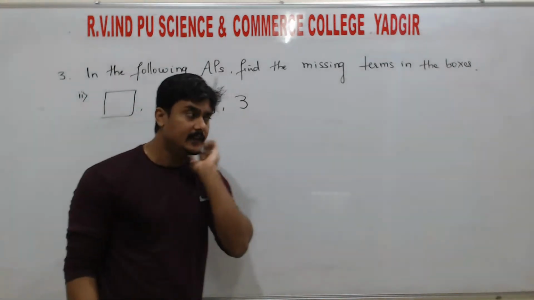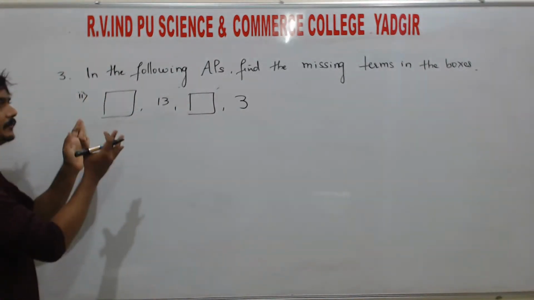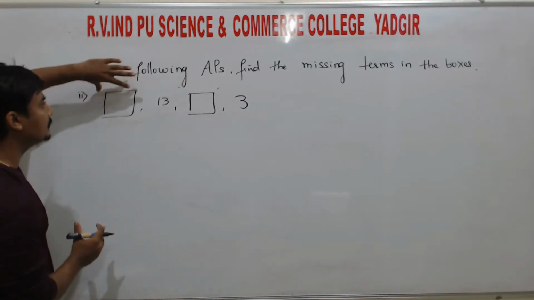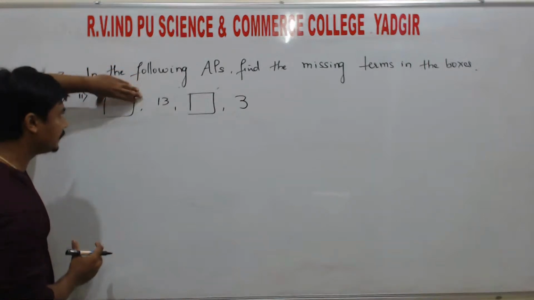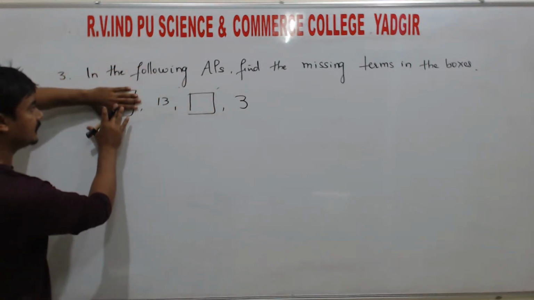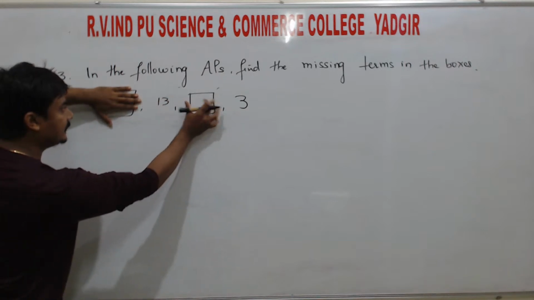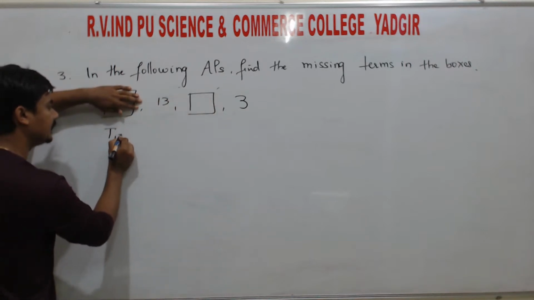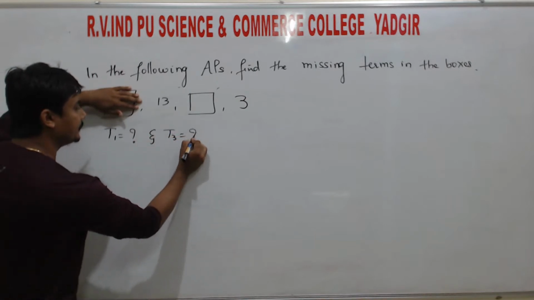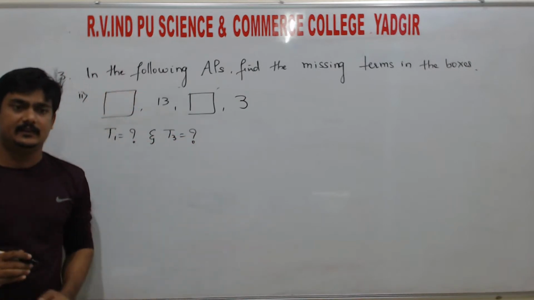Right. First, let us try to understand what are given and what is asked to compute. We are asked to compute missing terms. Missing terms are our first term and third term. Are you getting my point? This is first term, this is second term and third term. So here missing terms are T1 and T3. These two are the missing terms.